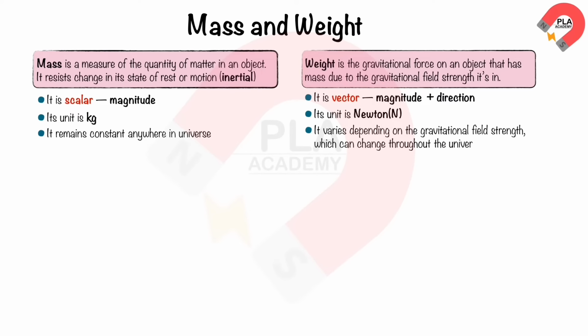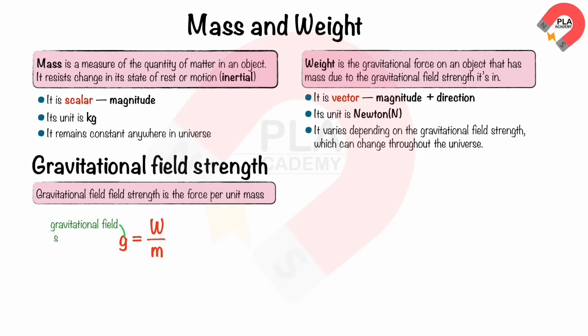The equation of gravitational field strength is g equals W divided by m, where g is the gravitational field strength in Newton per kilogram. It is equal to 9.8 Newton per kilogram at the Earth's surface. It is equivalent to the acceleration of free fall, which is 9.8 meters per second squared on the Earth's surface. Gravitational field strength is a vector quantity that points towards the center of mass.